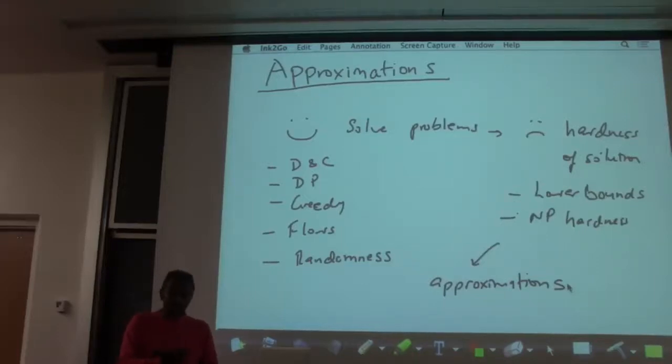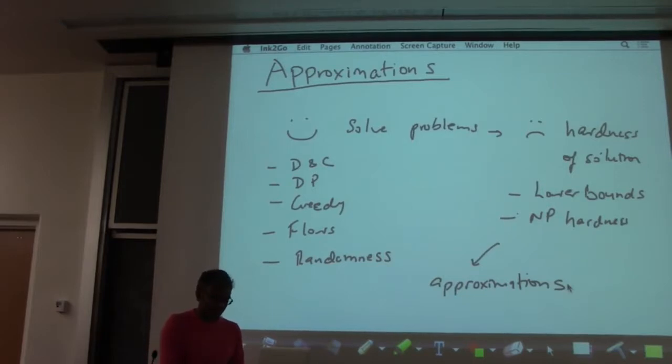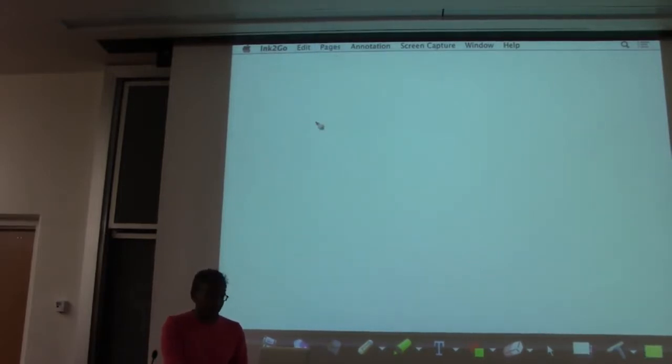So having bandied around this word for a while, let me try to explain what it means to do an approximation algorithm. And you probably have guessed this because the name is somewhat aptly chosen. Right? What is an approximation?